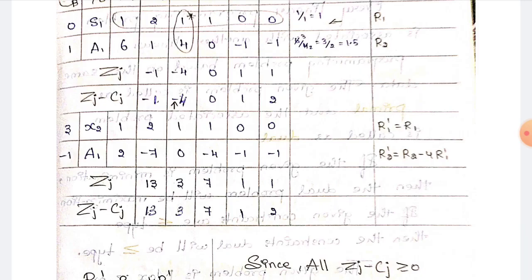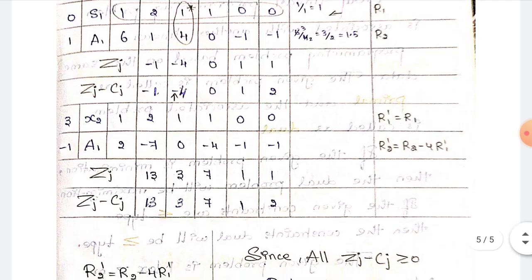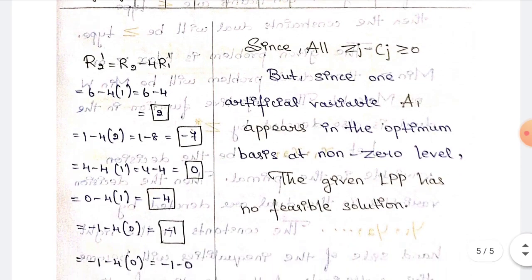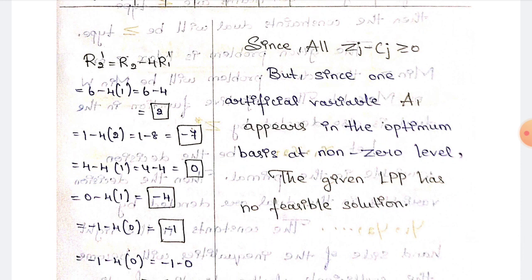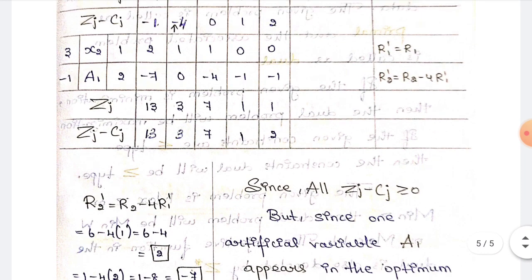So here Zj minus Cj values are greater than or equal to 0, that is positive. But in the last tabular column we have A1, the artificial variable, involved. So we can't go for the solution. So since all Zj minus Cj's are greater than or equal to 0, since one artificial variable A1 appears in the optimum basis at non-zero level, the given LPP has no feasible solution. So like this you have to conclude. Don't go for phase 2. In the last tabular column we have the artificial variable, means simply we have to write the LPP has no feasible solution. That's all. That is your final answer.